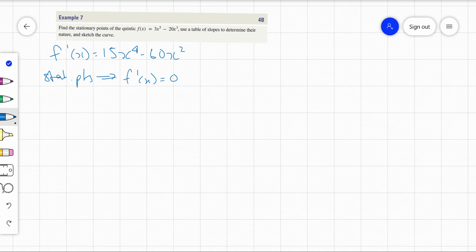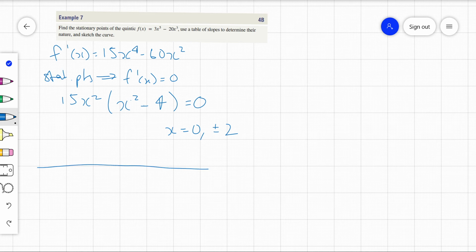So let's have a look at that. So 15x squared, if I factorise by 15x squared, I get x squared minus 4 exactly. So where does that equal 0? Well, we know that x would have to be 0 and plus or minus 2 for that to happen. So if I'm looking at a table of values for x, I want minus 2, a 0 and a 2. And then my y dash is going to be 0 for those.